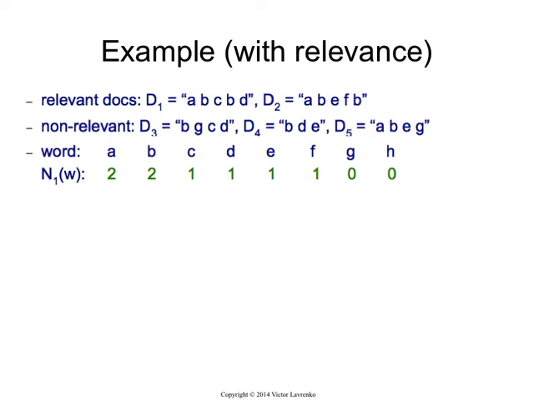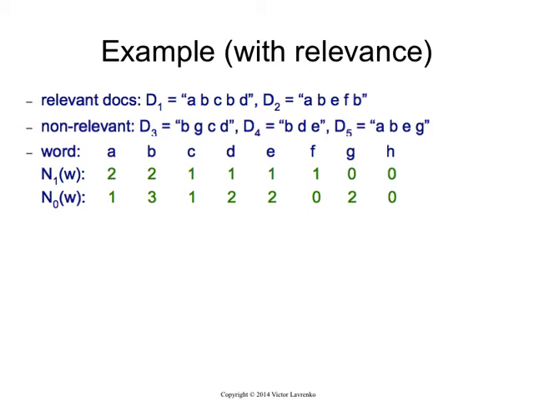And the way I do that is first I count the N1W, how many relevant documents contain each one of those words. So A occurs in 2 of the relevant documents, right, in D1 and D2. B, you also get a count of 2, even though B occurs twice in document 1 and twice in document 2, you don't count it as a 4, right? Because you're only counting presence or absence. You're counting how many relevant documents contain the word, not how many times the word occurred in those relevant documents. So you get 2 for B, 1 for C, and so on and so forth. G doesn't occur in any of the relevant documents, so you get a 0 here, and the same for H.